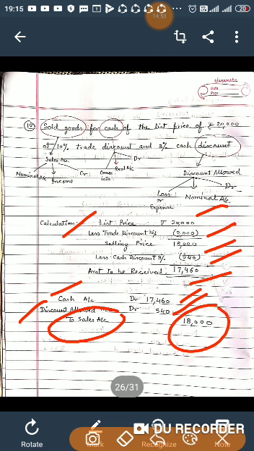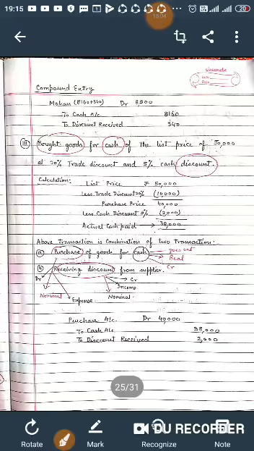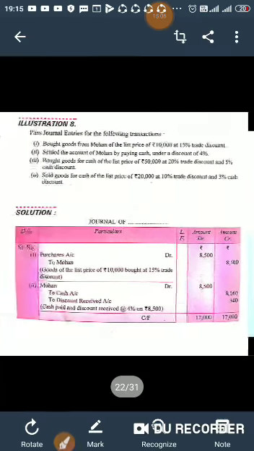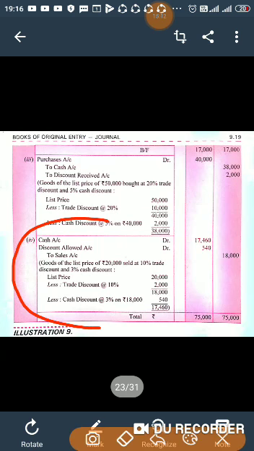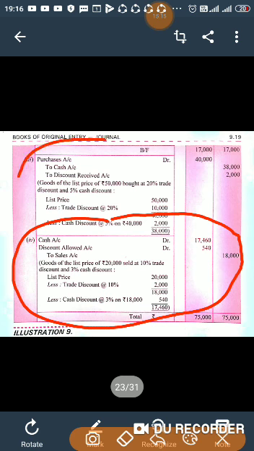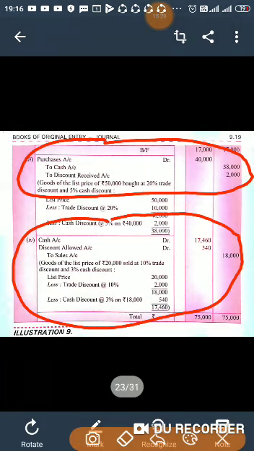And the total income was 18,000. So sales, the goods we have sold, 18,000. So this is all about the question, and it has been shown like this. This is the last journal entry they have made, the earlier one, right?